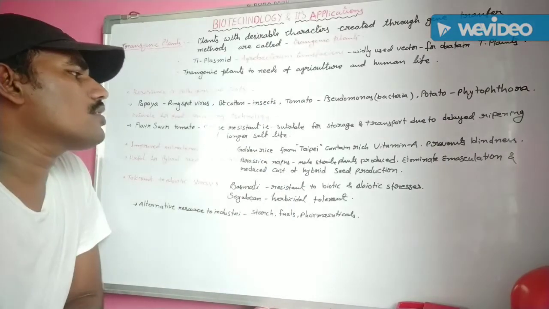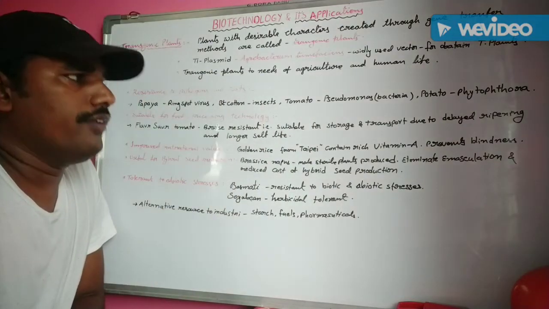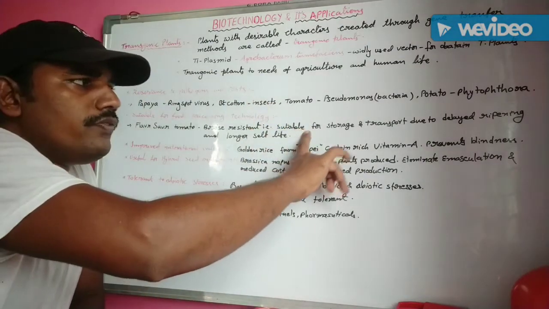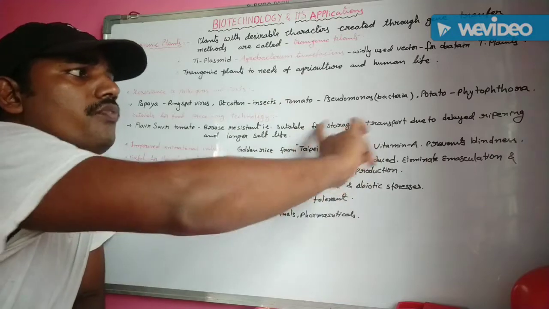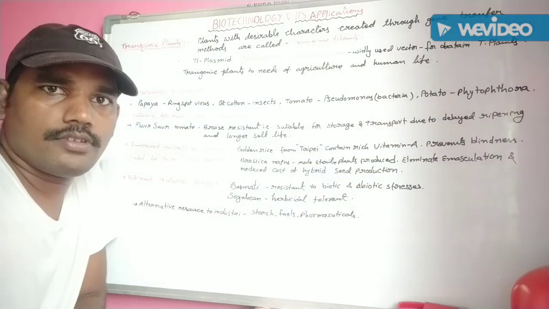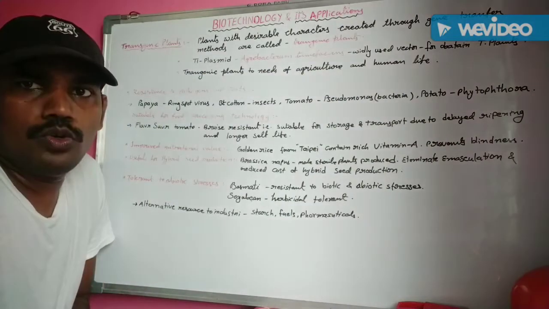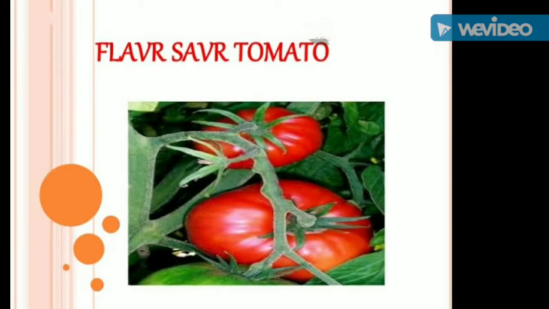Hence, because of this reason, this transgenic tomato Flavr Savr is suitable for storage and also suitable for transport over long distance. Okay, this one is a very important transgenic tomato plant.